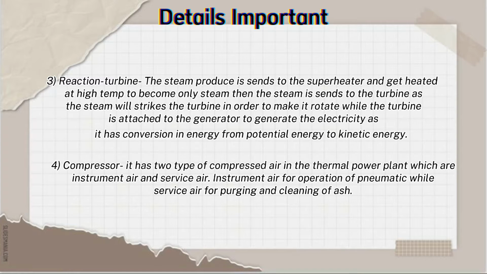Lastly is the compressor. The equipment involved is the compressor itself, and it has two types of compressed air in the thermal power plant, which are instrument air and service air. Instrument air is for the operation of pneumatics, but the service air is for purging and cleaning of ash from the coal burn.